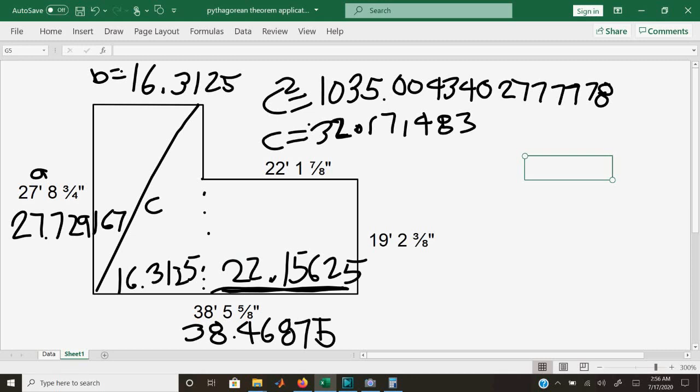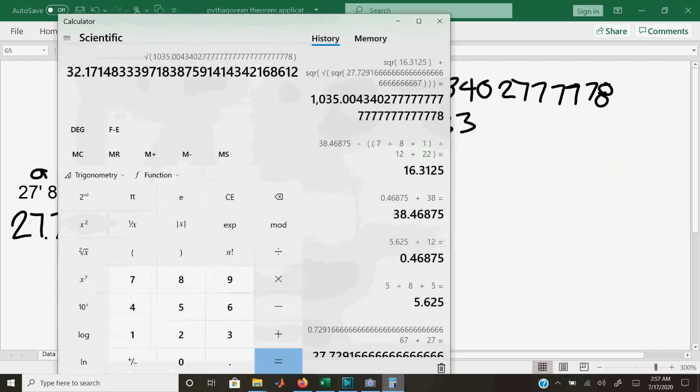If I look at A plus B really quickly, I get 27.7 plus 16.3. I actually end up with 44. So I know C has to be less than 44. I need to be between 27 and 44. 32 is a very reasonable number. I'm happy with that. So now I just need to figure out what that is in inches and fractions.